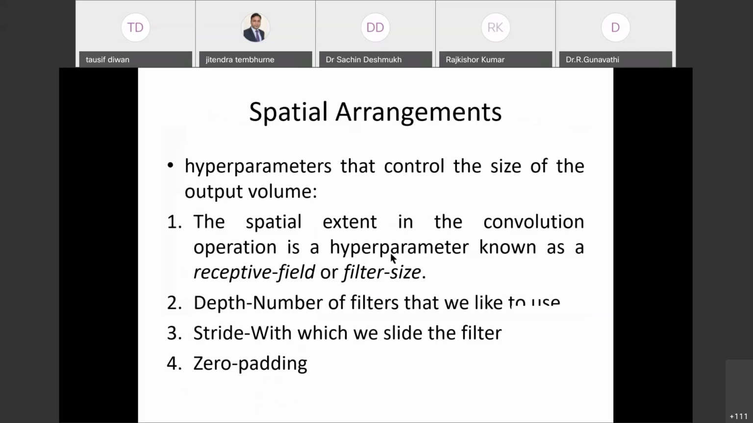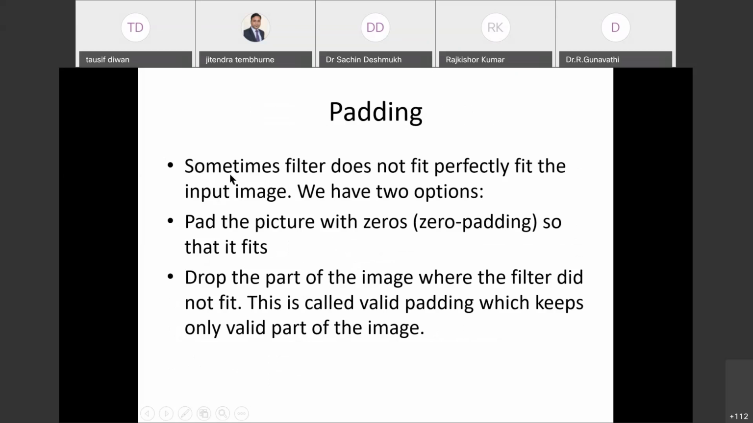Okay, so the spatial extent means the filter size that we are applying. Second one, how many filters we are applying. This is the most important thing: the stride by which we slide the filter, and zero padding, whether we are applying zero padding or not. Now see, padding is nothing but putting some zeros on the boundaries of the input such that we can fit the filter on the input volume.